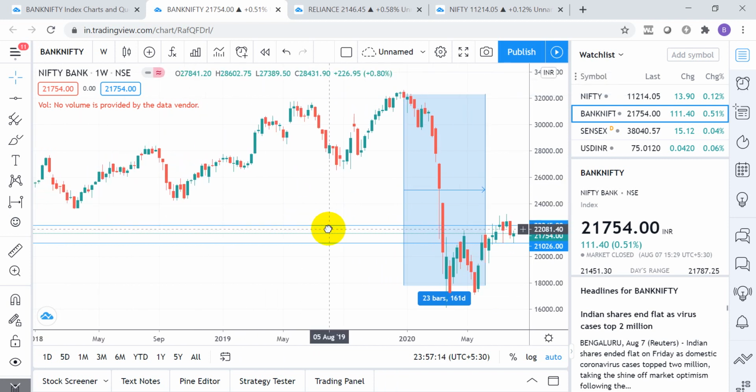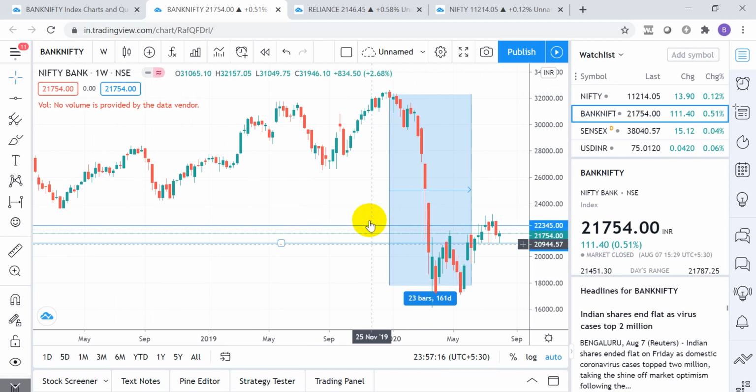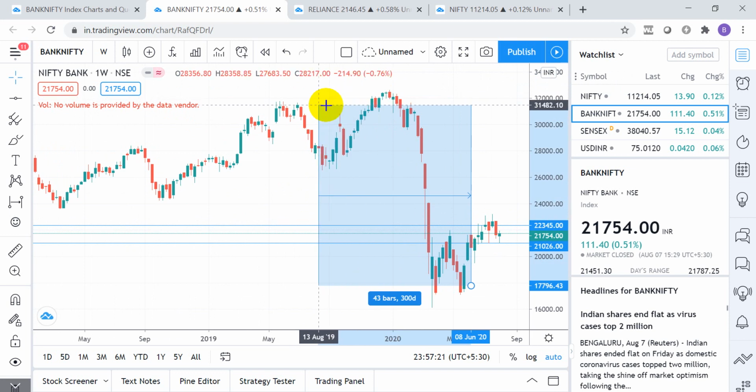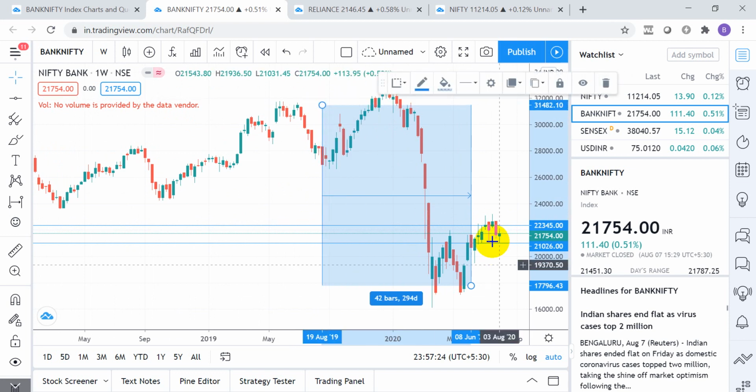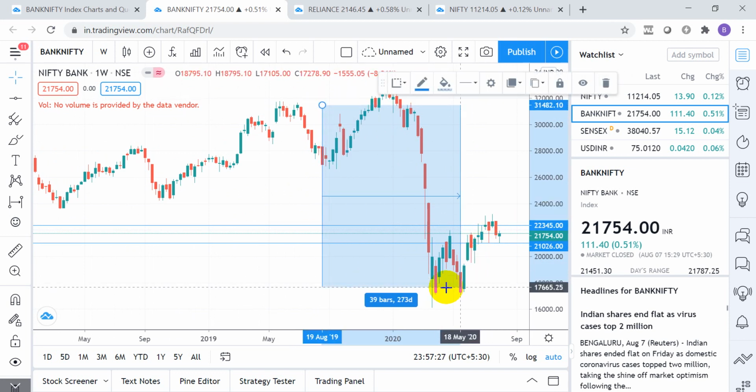If I take this low, this was also a major low, so let's calculate 26 bars from here. This was a low, and from here I'll calculate 26 bars.